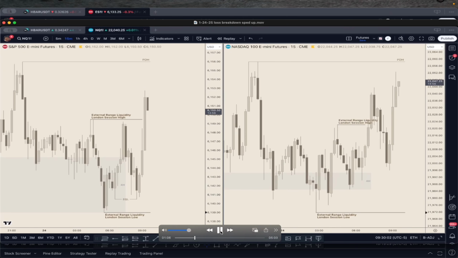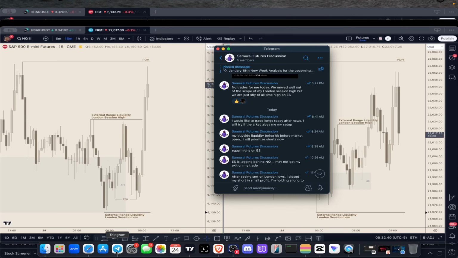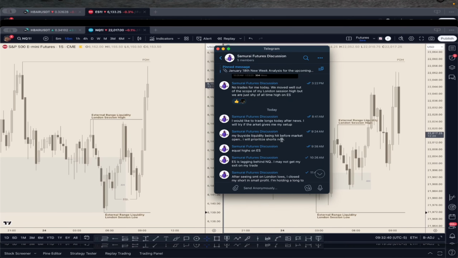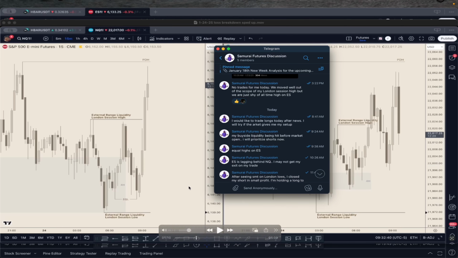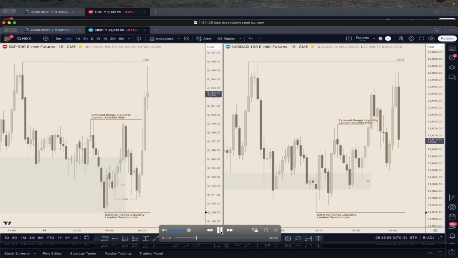all right, there's that buy side liquidity that just starts getting hit. And I'm going to bring up the message here. My buy side liquidity being hit before market open. This is at 9:24. And I stated there was some equal highs on ES. You'll see that in a second. So let's go ahead and see that.